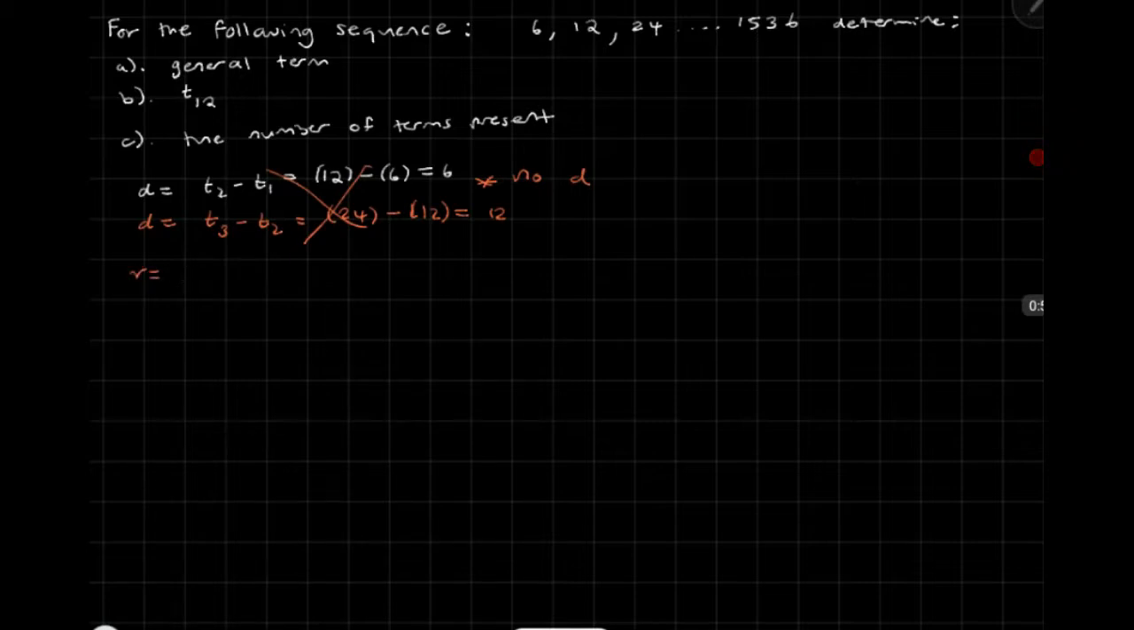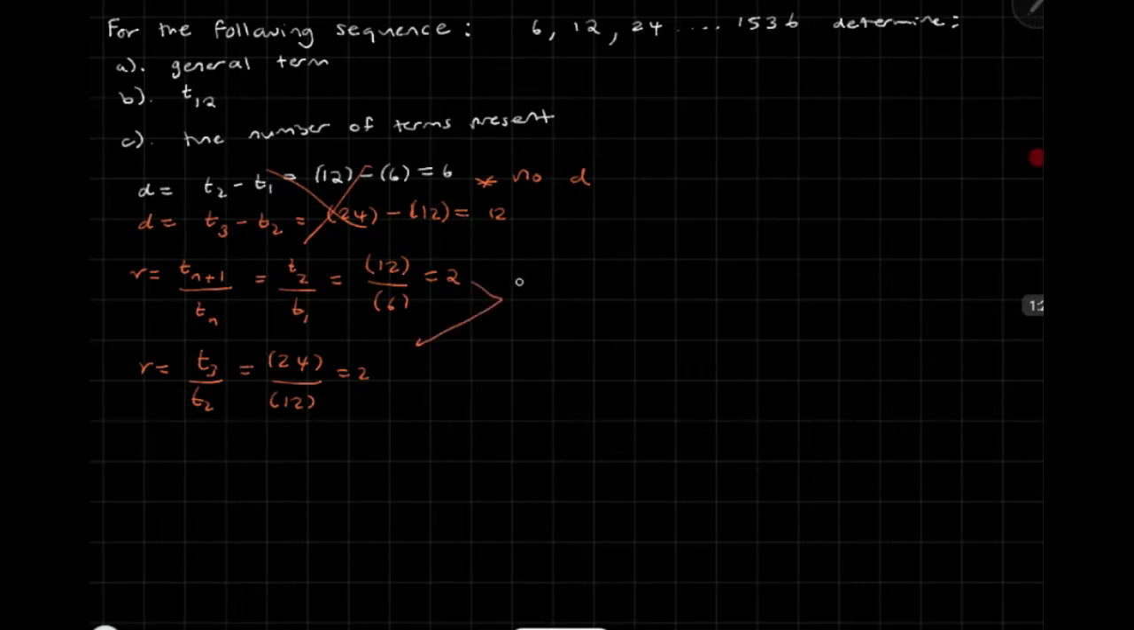So I'm going to look at the common ratio, which is defined as the subsequent term over the previous term. And in this case, I'm going to do this for T2 and T1, and you get 12 divided by 6, which is 2. And I'm also going to test T3 and T2, which will give us 24 divided by 12, which is 2. So if you actually divide the subsequent term by the previous term, you're going to see a common ratio existing. So if there is a common ratio, then this is a geometric sequence.